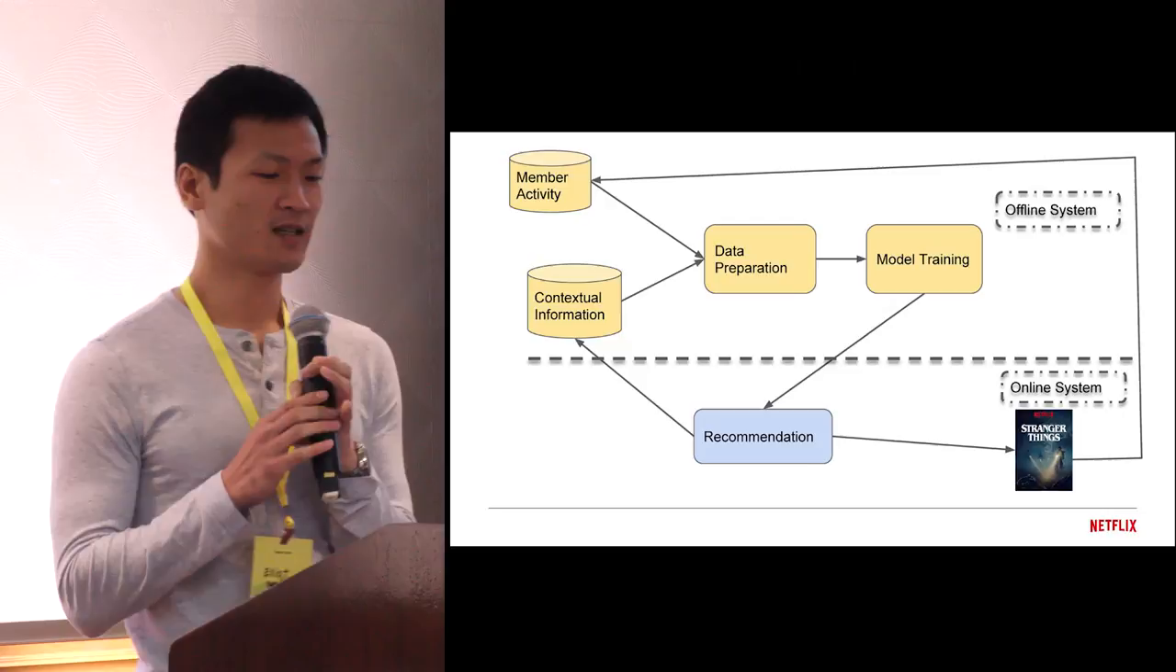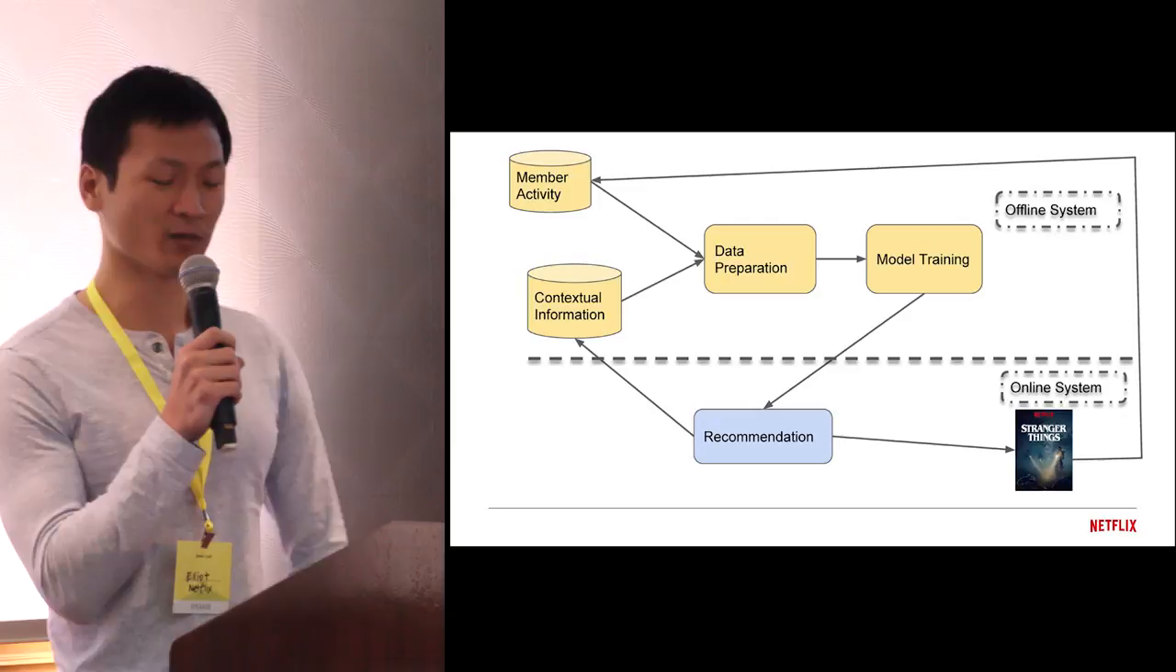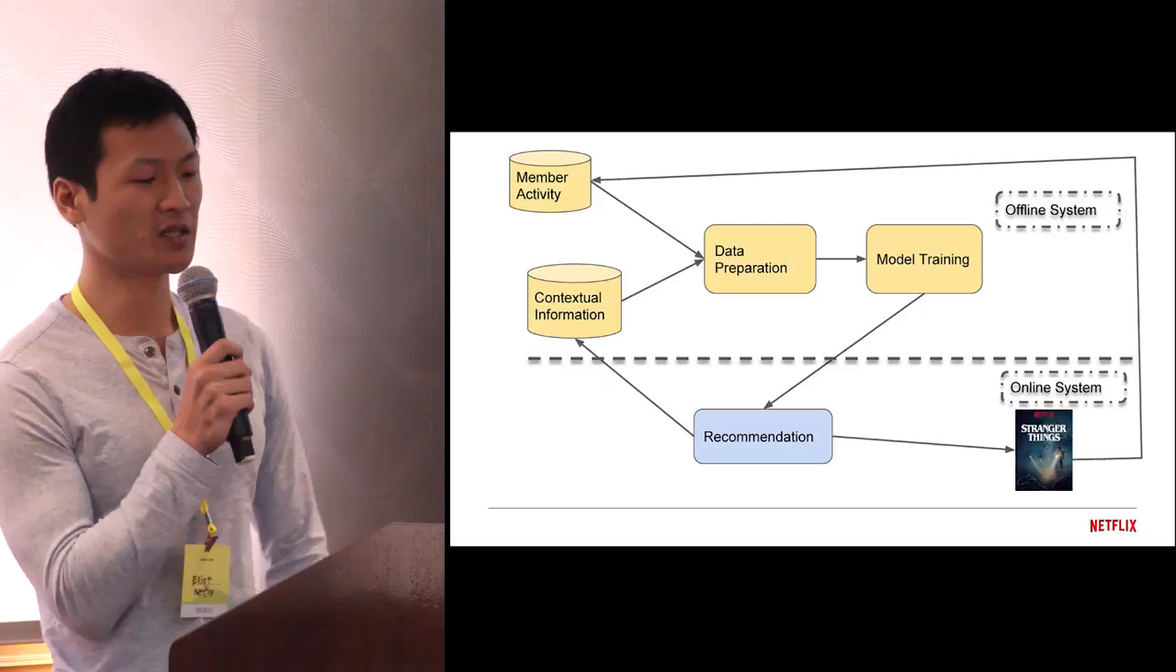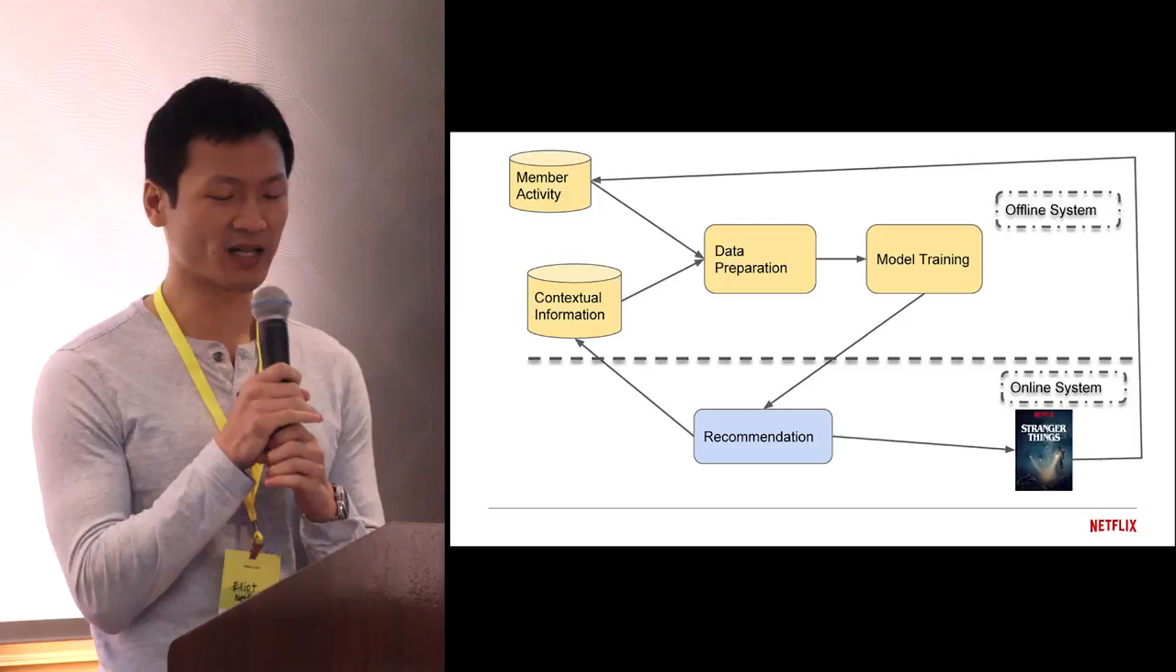So this is a very high-level view of what it means to serve a recommendation at Netflix. When we need to do this online, when a user comes in, we generate the recommendation online. At the same time, we log information about why we made this recommendation, and we also observe and record what the member does in response to this recommendation. This data is then put back together for training and updating our model.